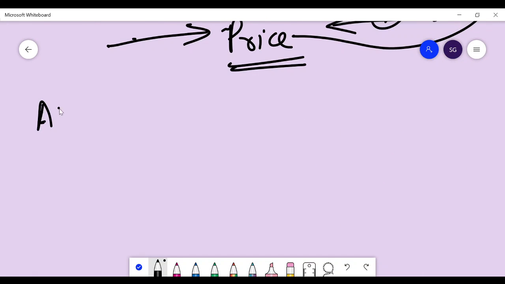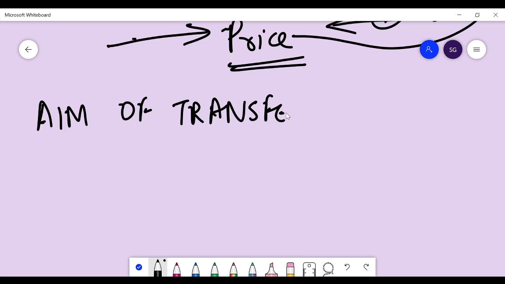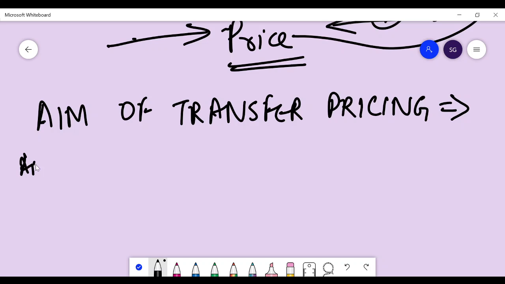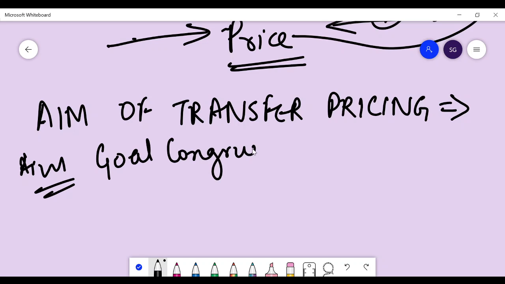Next that we have is aim of transfer pricing. The first aim that it has is goal congruence between divisional and the other firms, because they will individually try to do their best, which will sum up as a whole. Hence, the transfer price must equal the true cost.